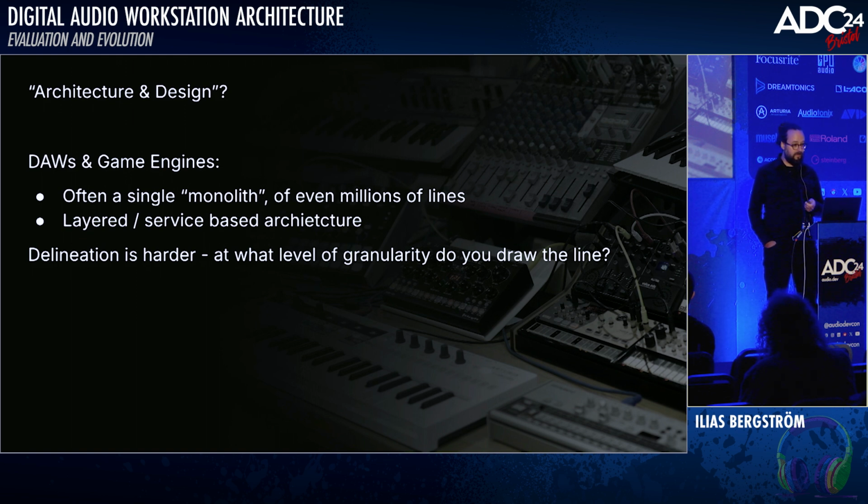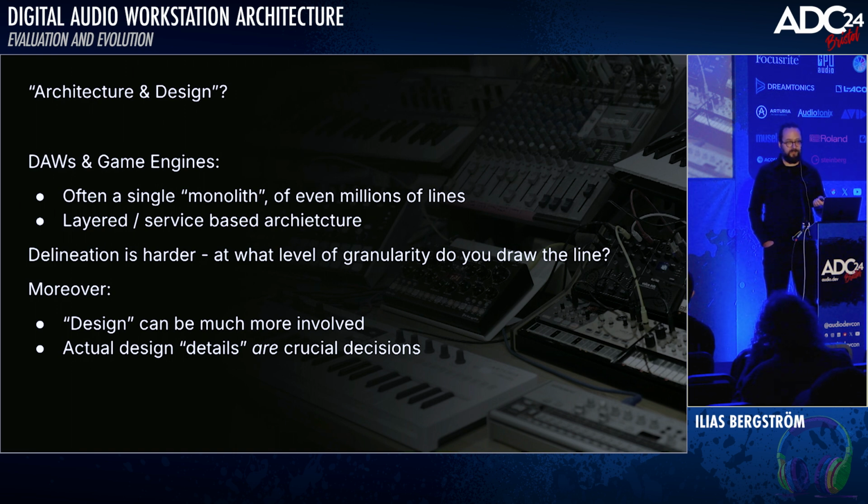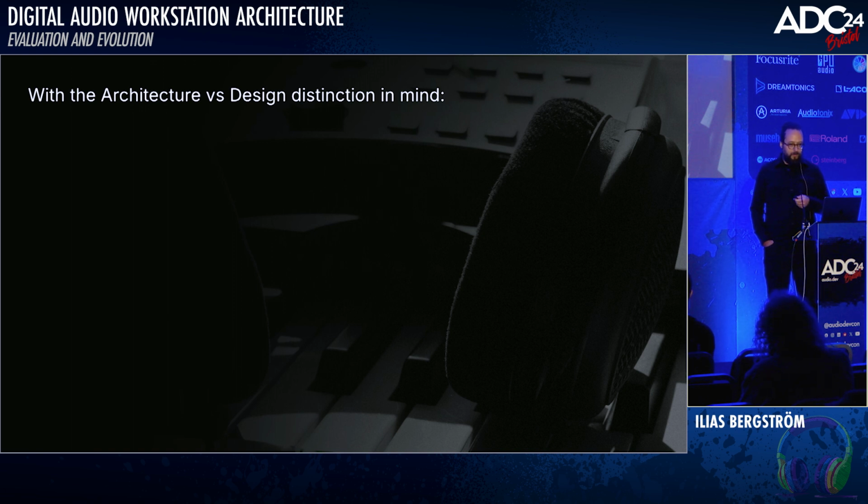Delineation is a bit harder between architecture and design, because at what level of granularity do you draw the line? When is a decision architectural and when do you say it's a design decision? It is often quite clear, but it's not as clear as in a microservice architecture. And moreover, in this context, design can be much more involved. Actual design details, as we saw, for example, with strategy and visitor, are crucial decisions that will create debt. They do require informed trade-offs, and they are hard to change later. So the criteria apply. I'm not saying that we should call them architecture, but I'm just saying it's a bit more diffuse in this kind of desktop or big application context. So yeah, a large part of my presentation last year concerned design as well as architecture. No need to nitpick, but it's worth noting.